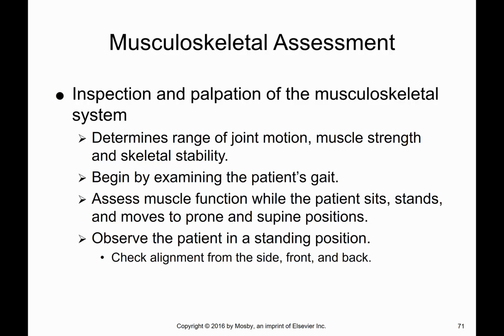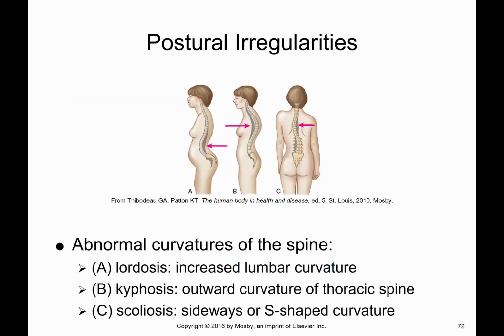And then doing range of motion with all the major joints: wrists, elbows, shoulders, hips, knees, ankles. You can do the range of motion just by bending, flexing, and extending those joints to see what their mobility is and if there's any pain with that. But if I'm able to observe my patient moving around and walking, then that's great as well. Just putting this on here for you to differentiate between the different abnormal curvatures of the spine, A being lordosis, B being kyphosis, and C being scoliosis. And you may see these deformities in a patient's spine. This would be part of your musculoskeletal documentation.